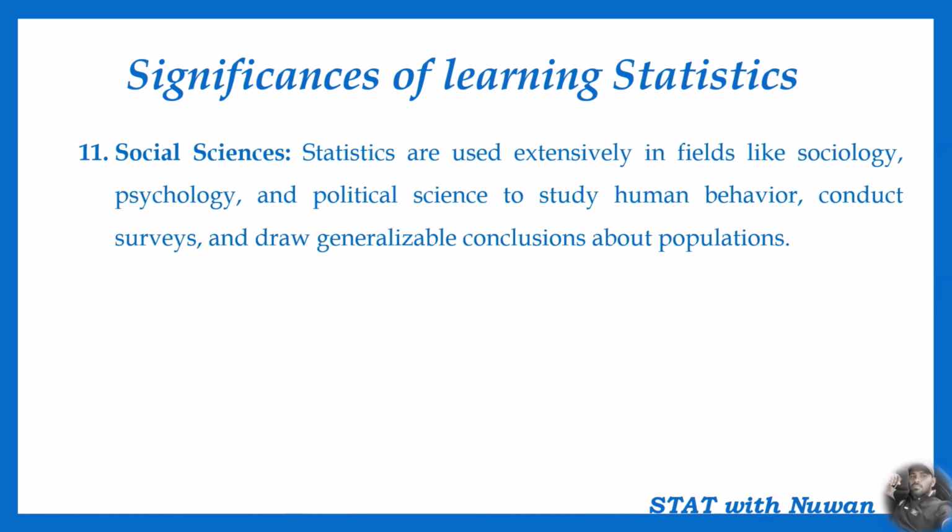Social sciences. Statistics is used extensively in fields like sociology, psychology, and political science to study human behavior, conduct surveys, and draw generalizable conclusions about populations.